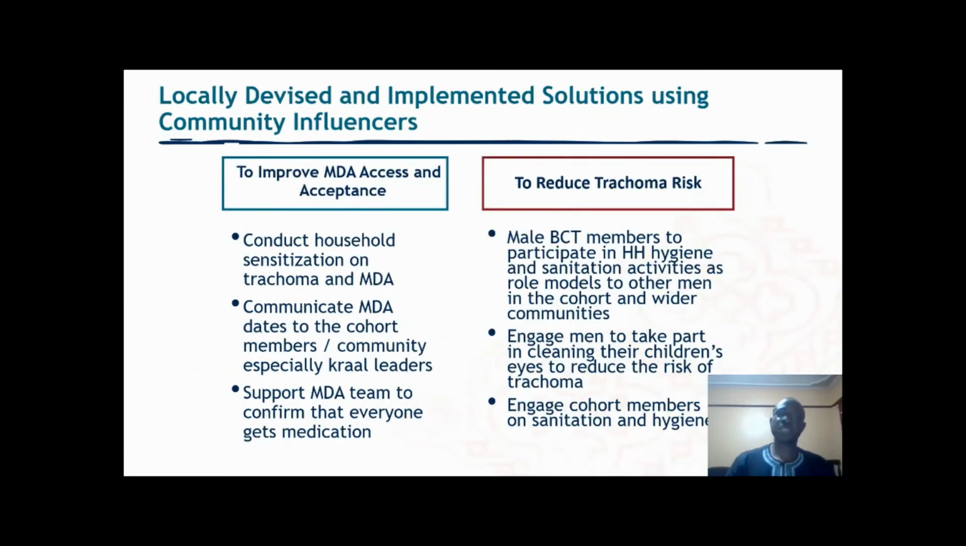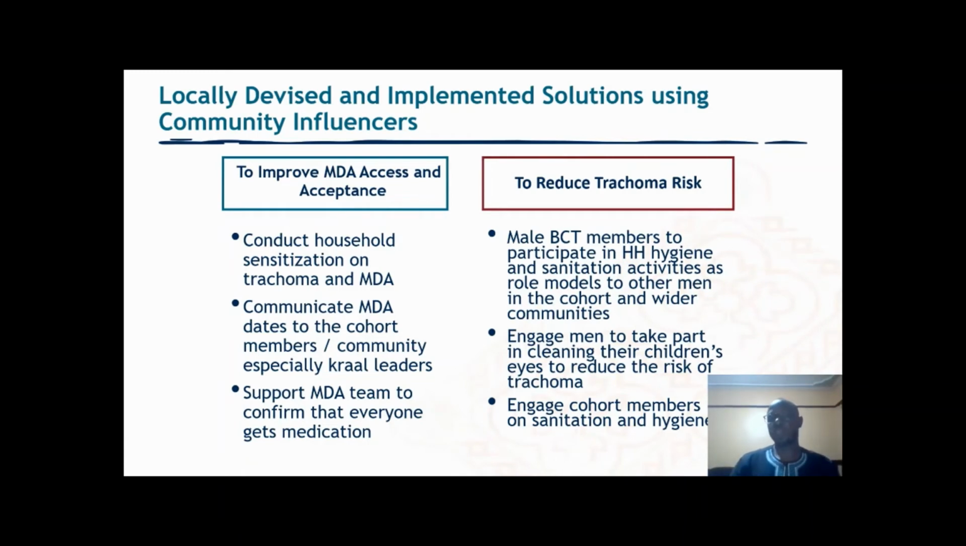And equipped with this information, the influencers in their behavior change teams designed solutions and tested them to ensure that they would encourage communities to access but also accept the MDA. For example, they conducted household sensitization on trachoma and MDA, connecting the two and encouraging people to understand why it is important to participate in MDA. Communicating MDA dates among the cohort members they were directly engaging, but also other community members, including CLAL leaders, and then supporting MDA teams to confirm that everyone in their communities, including the cohorts they were directly influencing, received MDA.